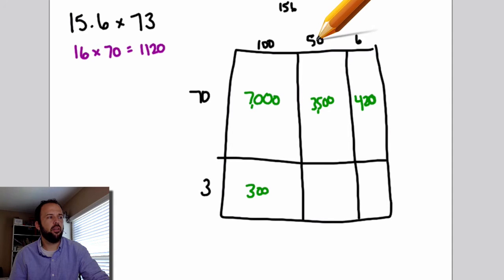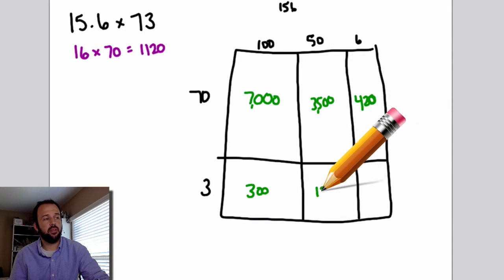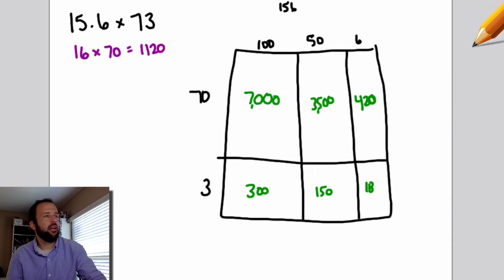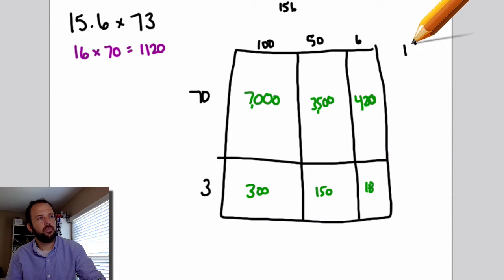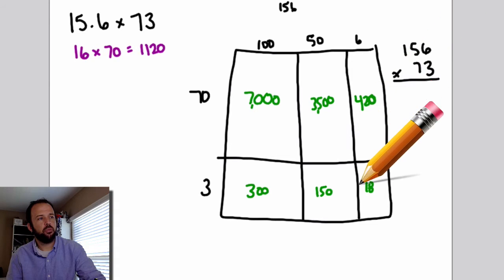Now I'm going to have 3 times 50. So 3 times 5 is 15. But it's not 5, it's 50. So this is going to be 150. And then 3 times 6 is easy enough. That's going to give us 18. Beautiful. So now I could think of this as 156 times 73. And I'm going to get my partial products.